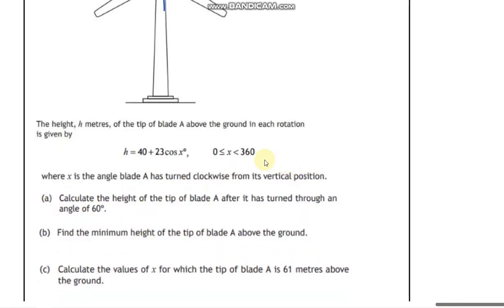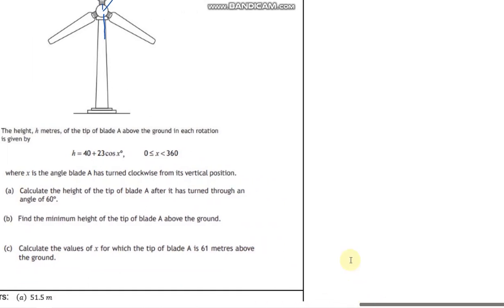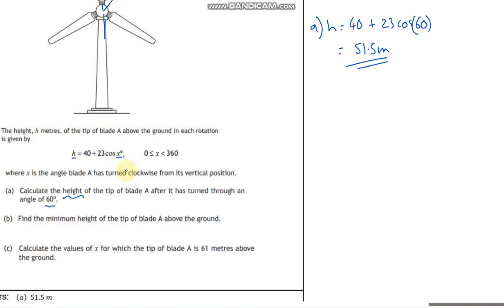Okay, I'm going to zoom out so I've got some space to work over on this side. So for A, really all it's saying is calculate this when X is equal to 60. That's not too bad, is it? So cos of 60 times 23 plus 40. So that's going to give me 51.5 meters. So not much in that, but you've got to get through the jargon of the question. What's it asking? But calculate the height. So calculate h when we know it's gone through 60 degrees, which is what x is.